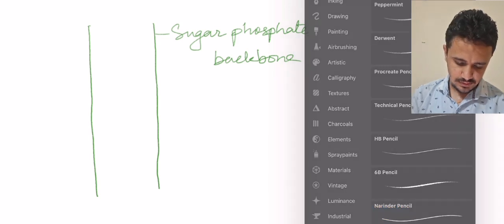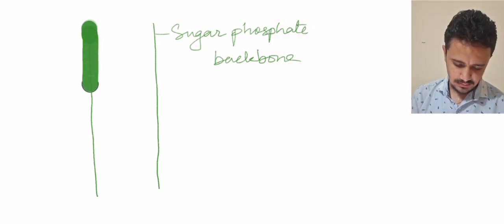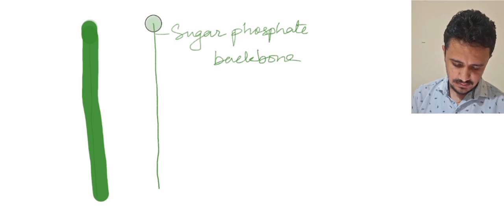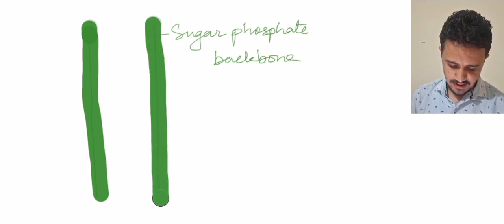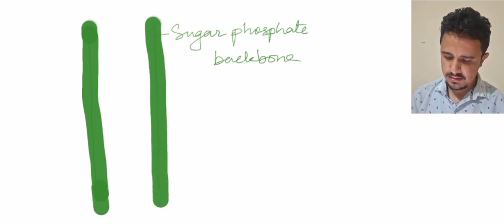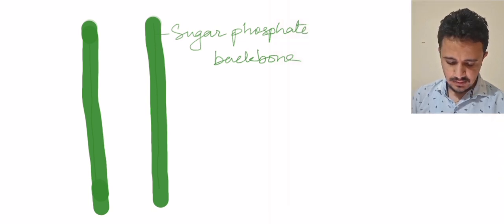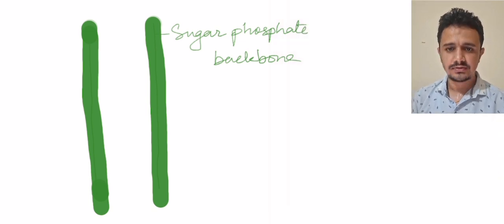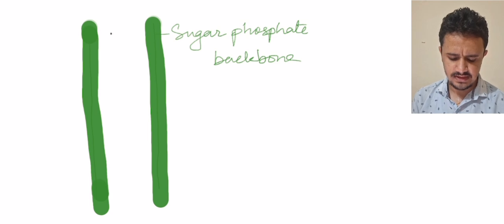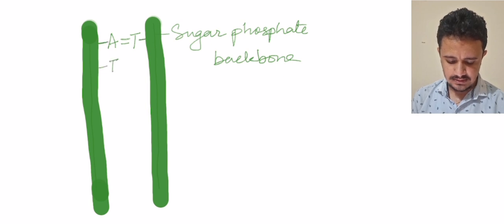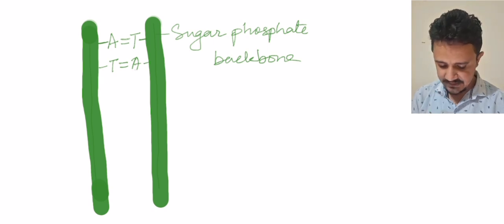So let me make it a little bigger. Okay, this is my sugar phosphate backbone. This is how my DNA will run. Then in between, we have the nitrogenous bases. So different bases are present, right? Adenine is present and it binds with thymine with a double bond. Okay, so we can draw it like this. Then T, A. Okay, A binds with T.